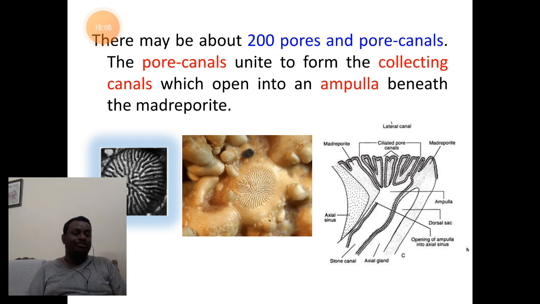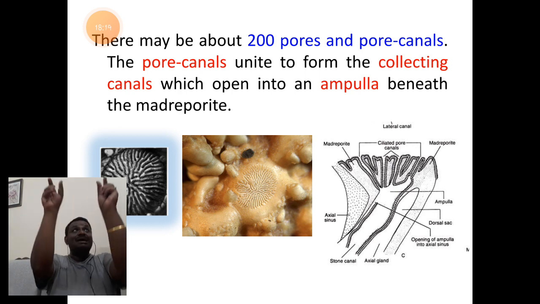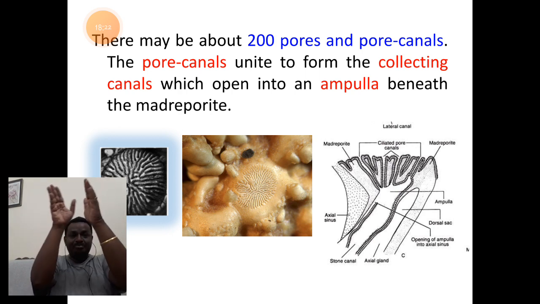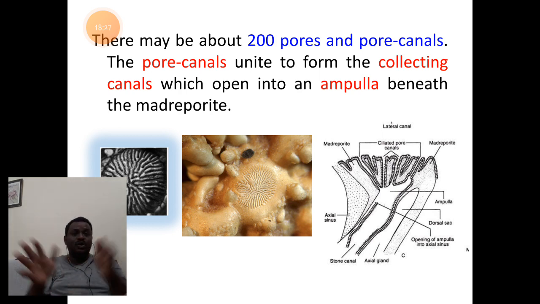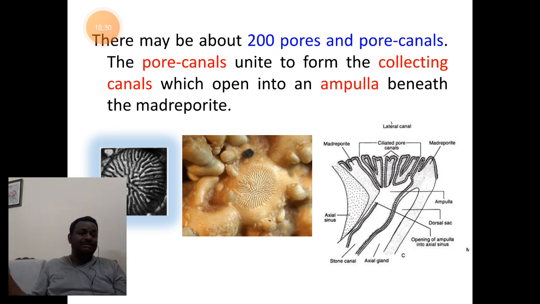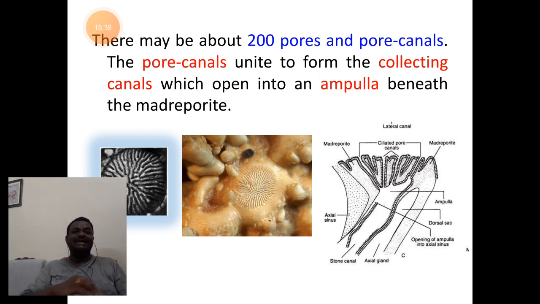All these collecting canals, almost 100 in number, join to form a bigger canal which is single in number, called the ampulla. So remember, students, we have minute canals leading down from the pores called pore canals, 200 to 250 in number. Many pore canals join to form one bigger collecting canal. We find fewer than 100 collecting canals. Many collecting canals join to form one bigger canal, which we call the ampulla of Madreporite. Till this structure we have the parts related to Madreporite.